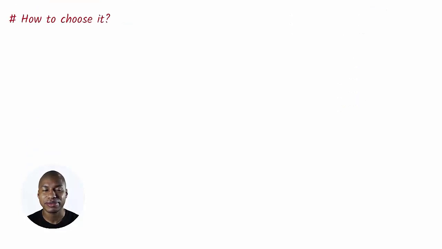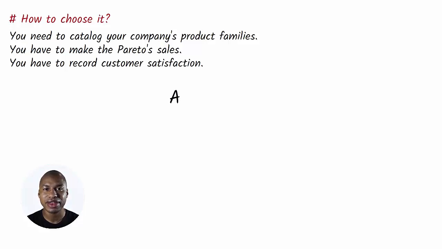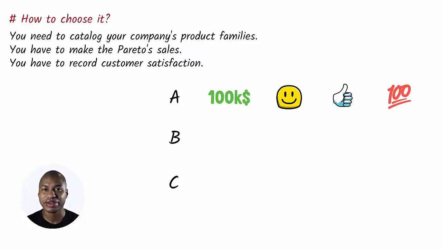How to choose it? You need to catalog your company's product families. You have to make a Pareto diagram of sales. You have to record customer satisfaction. I bring you an example here. Imagine you have 3 product families, A, B, C. Family A has an annual turnover of $100,000 and the customer is happy. The quality is good and deliveries are regular.